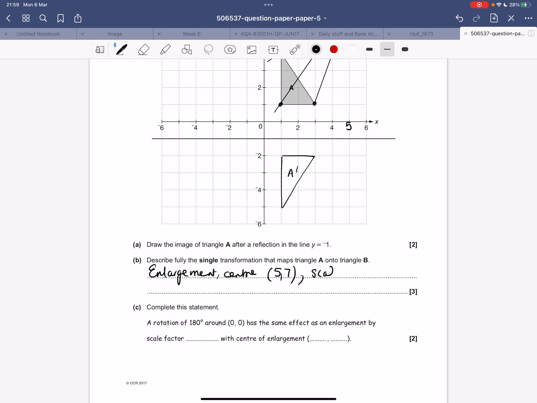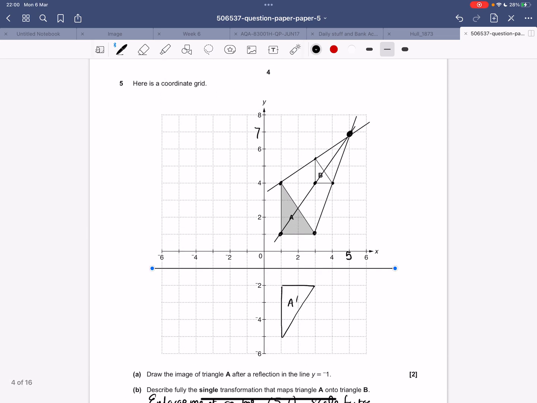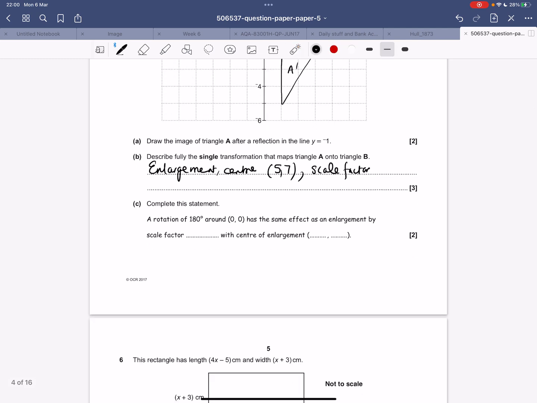And the scale factor, the fact that it's reduced means it comes up with a fractional scale factor. Now, its scale factor is, look, this is 1.5 this side, and that one's 3. This is 2, and this is 1. Okay, so it's actually going to be scale factor 1/2.